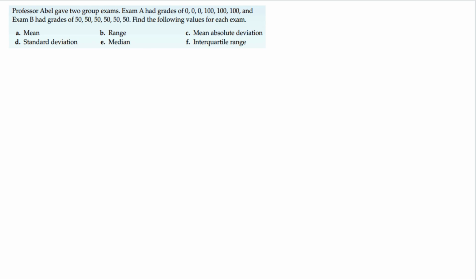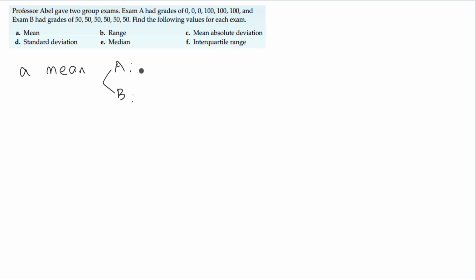Professor Abel gave 2 group exams. Exam A had grades of 0, 0, 0, 100, 100, 100. Oh, that's really bad. And exam B had grades of 50, 50, 50, 50, 50. You need to find the following values for each of these exams. It's really fun, I think. So let's find the mean of exam A and exam B. I will just put A and B here. How do you find the mean?